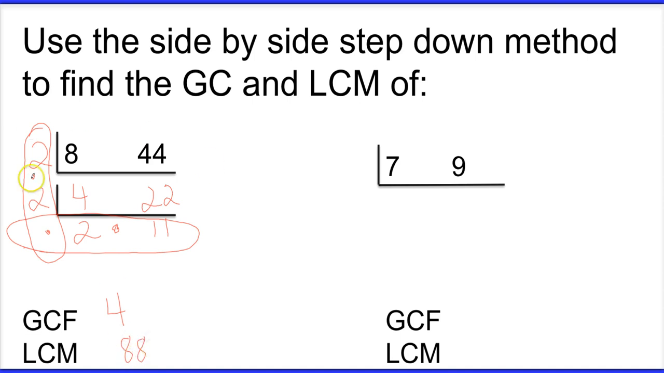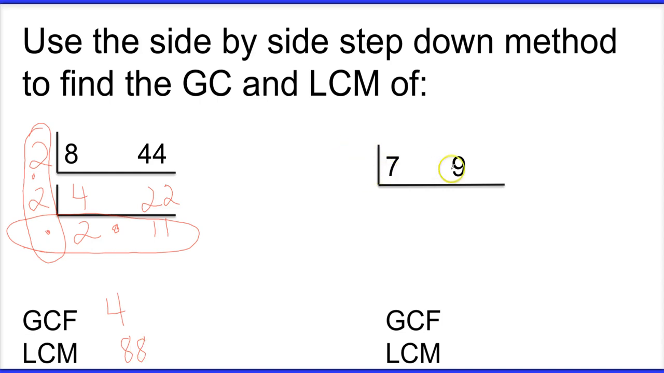Well, now let's see, does that make sense? Is there an 88 in the 8 table? And yes, 8 times 11 is 88. Is there an 88 in the 44 table? Yeah, 44 times 2 is 88. So my least common multiple for 8 and 44 is 88.